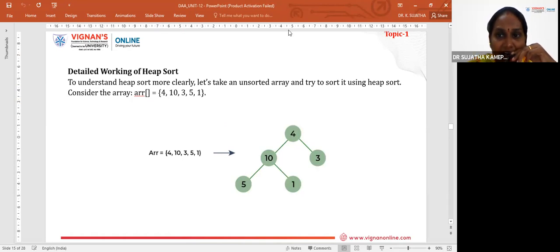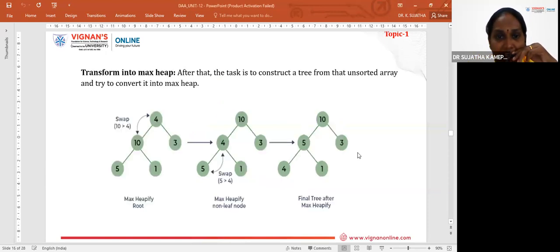Here I have given an array of elements. With this array of elements, first I am going to construct a heap. How am I going to construct a heap? 4 is the root node. The left child is 10, the right child is 3, 5 is the left child, and 1 is the right child. Like that, first we construct a heap, and then transform it into a max heap.